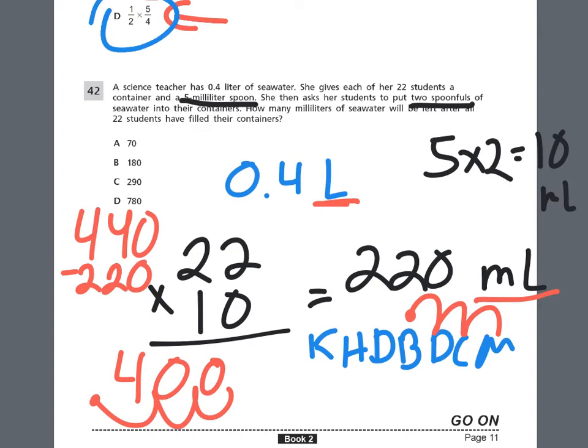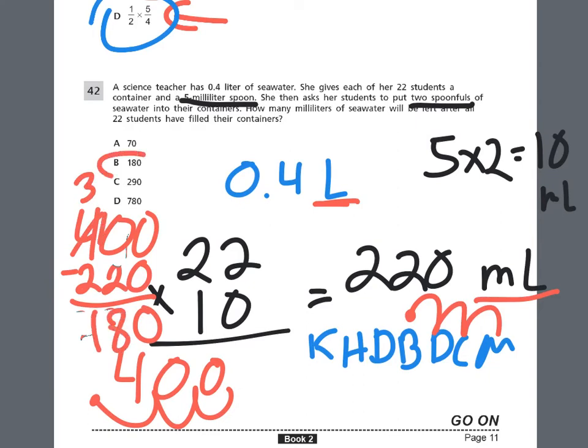And then the students use 220. So it'll be 440 minus 220. Oops, sorry. I don't know why I did 440. Should be just 400. So it's 400 minus 220. That'll be 0. This will be 3. 10 minus 2 is 8. And 3 minus 2 is 1. So it's 180, which is B.